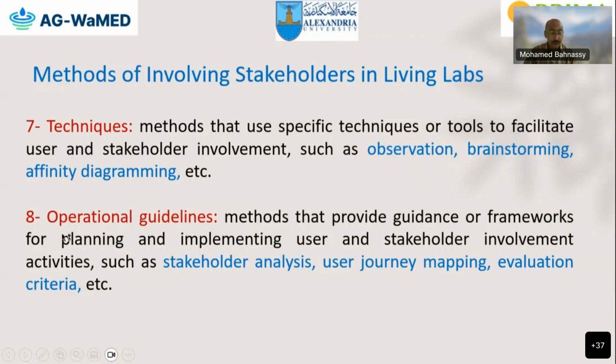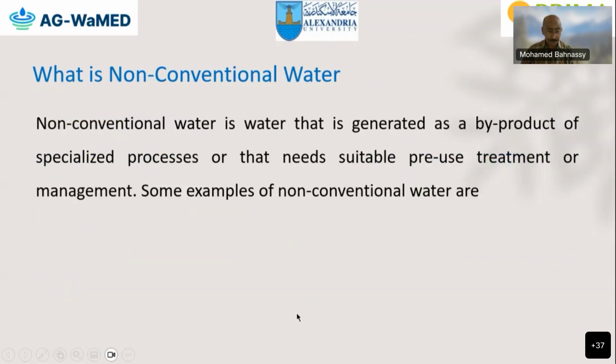The last method is operational guidelines. These are methods that provide guidance or frameworks for planning and implementing user and stakeholder involvement, such as stakeholder analysis, user journey mapping, evaluation criteria, etc. So these are the different methods that could be applied, sometimes most of them, sometimes one of them, for involving the stakeholders in the living lab.